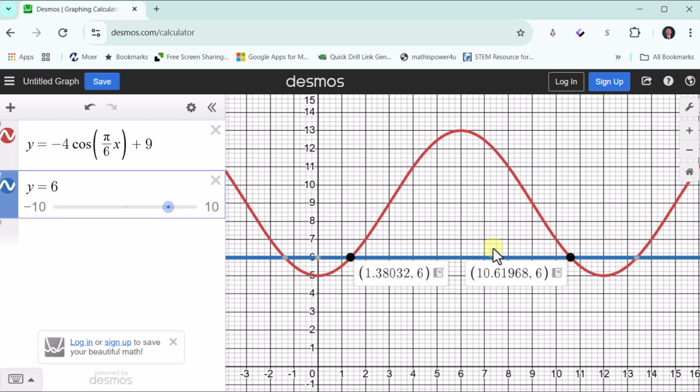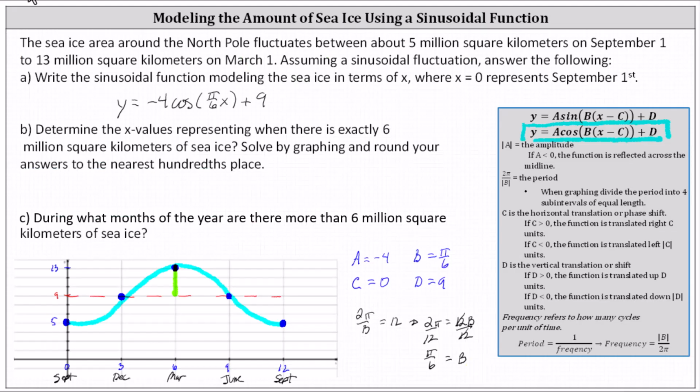Notice between these two values, there is more than 6 million square kilometers of ice. So again, for part B, we have x equals 1.38 and x equals 10.62.